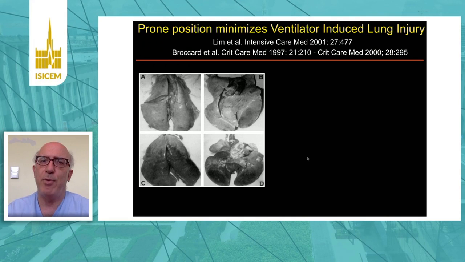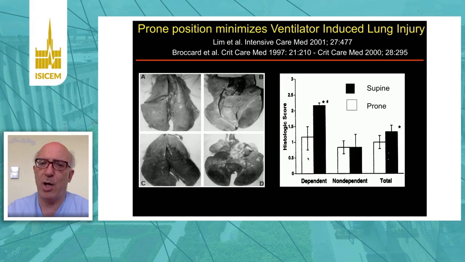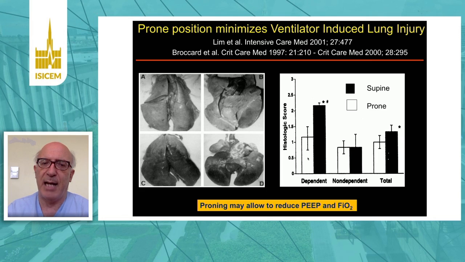Prone position also minimizes ventilator-induced lung injury, and you see here the lungs of animals ventilated in supine, in upper panels, and in prone position. So you see here that the wet to dry ratio was much higher in supine position as compared to prone position, and this effect was mainly in the dependent part of the lung. Also, the histologic score was much better in prone as compared to supine, and this effect was more evident in the dependent part of the lung. So proning may allow to reduce the level of PEEP and FiO2.